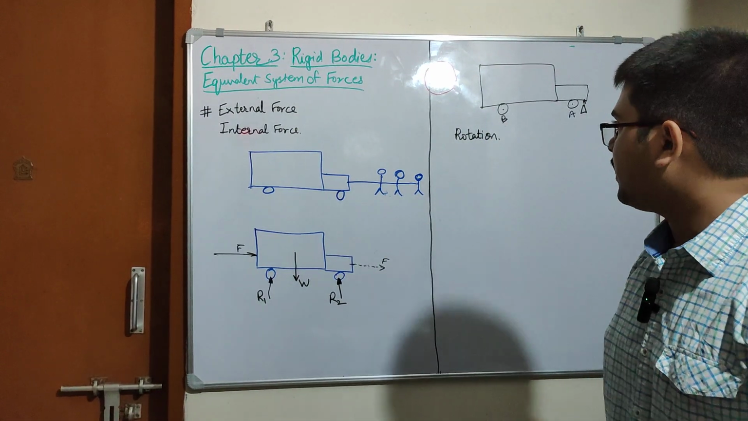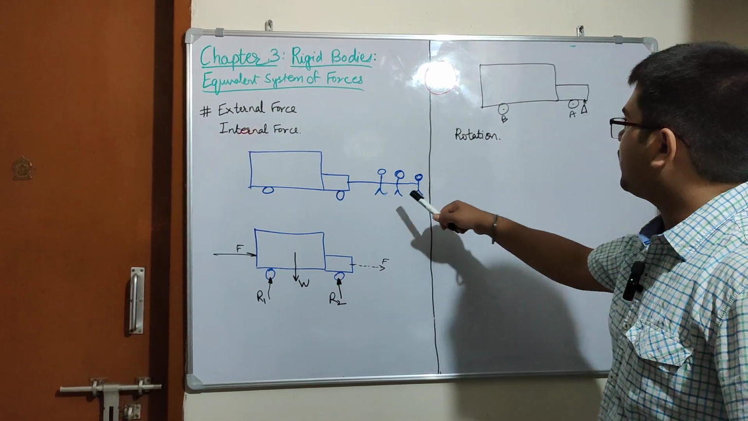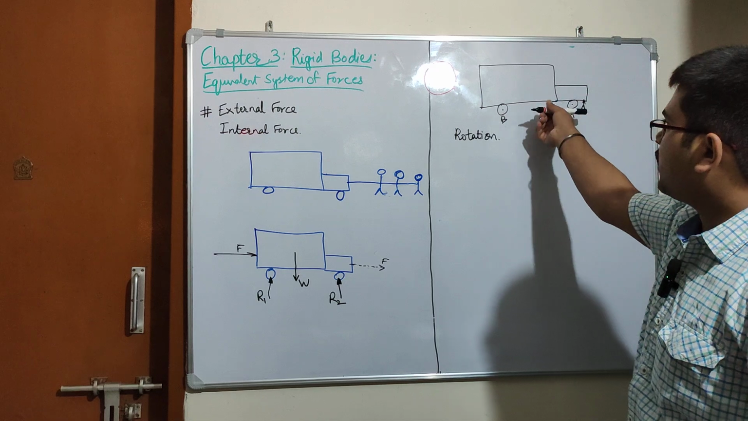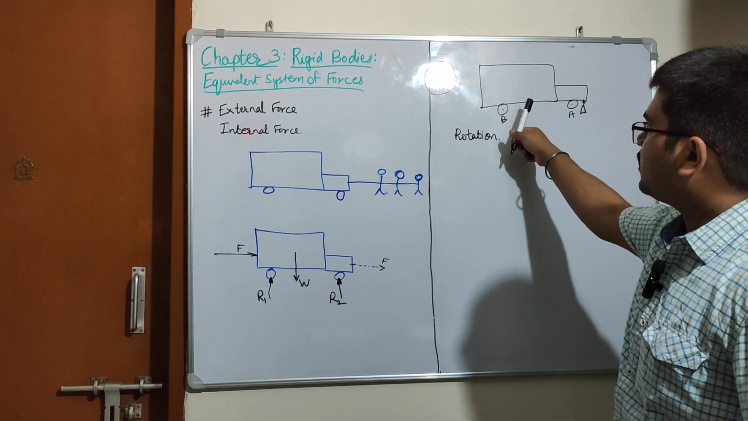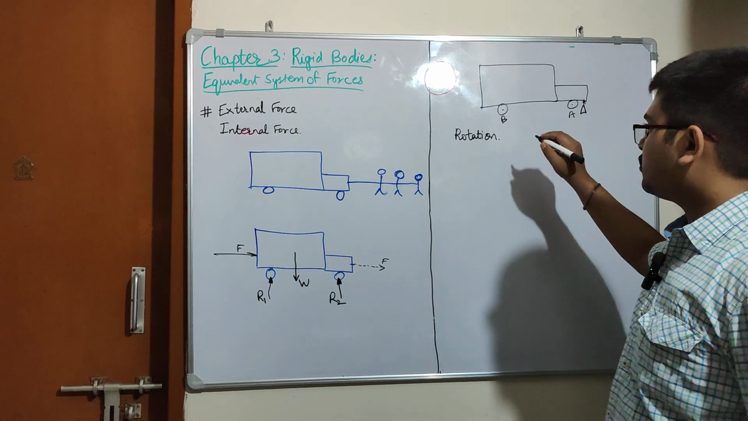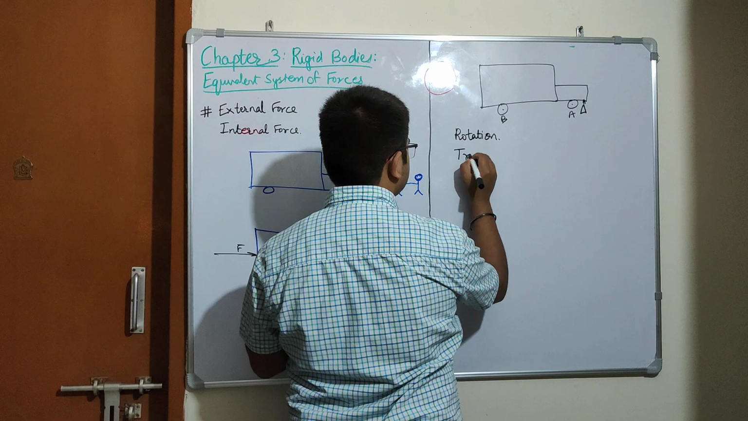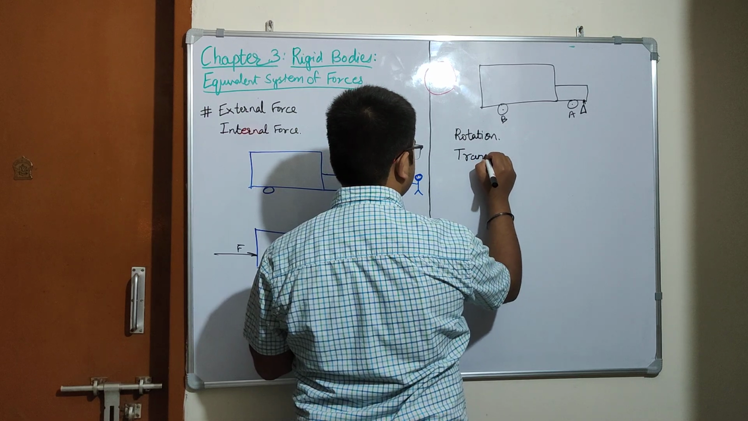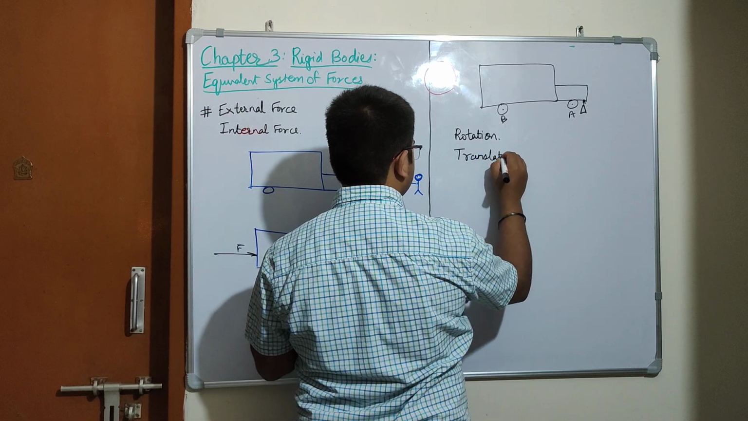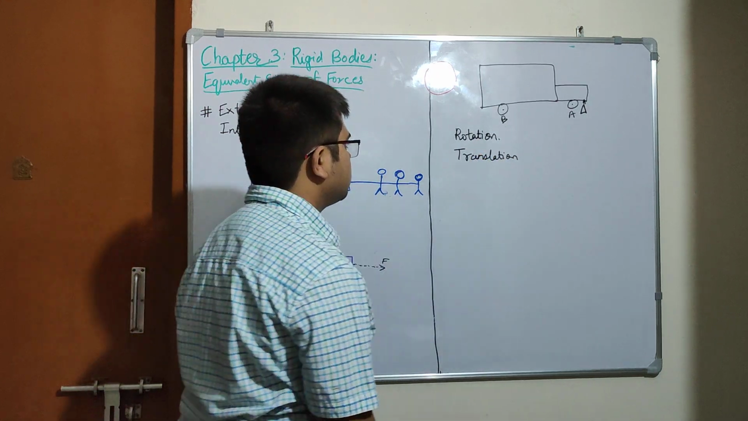So we have defined two things. One is pulling the truck and one is the truck going upward by a jack kept at the front axle. So two things are there: translation and rotation.